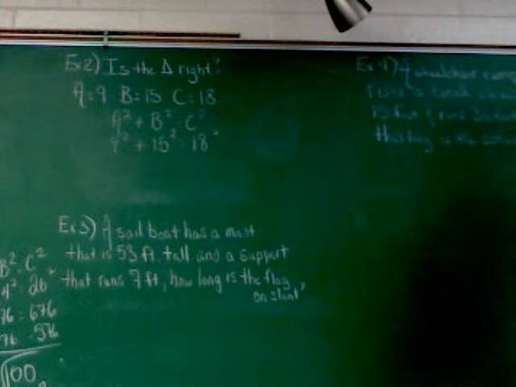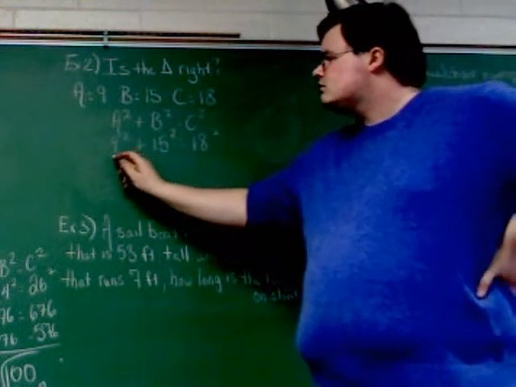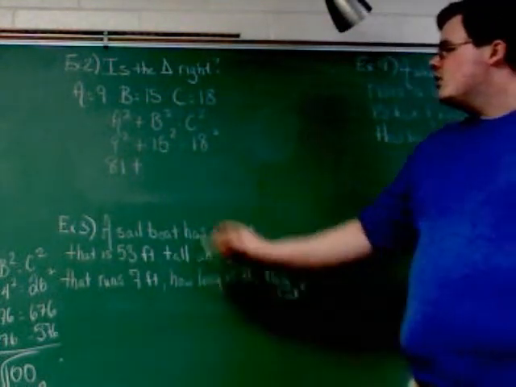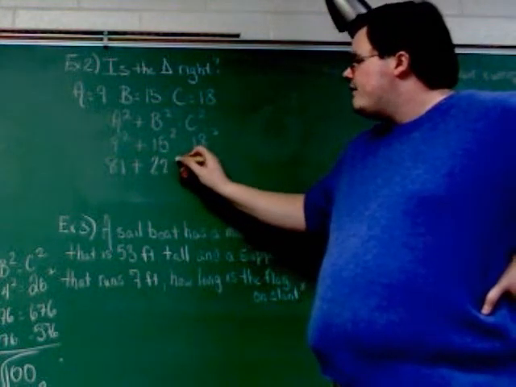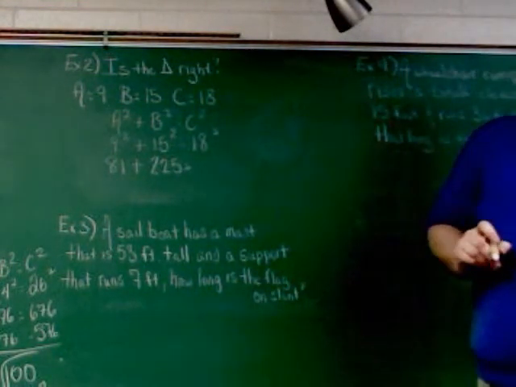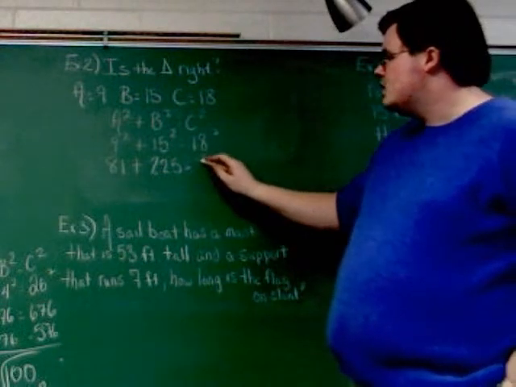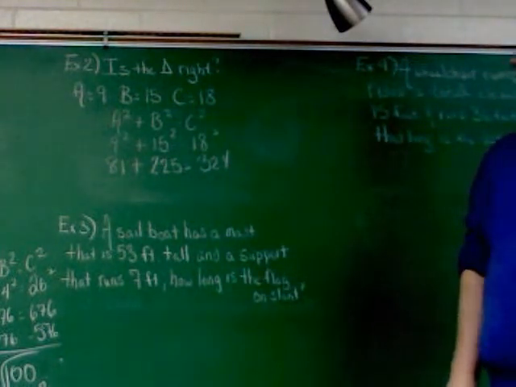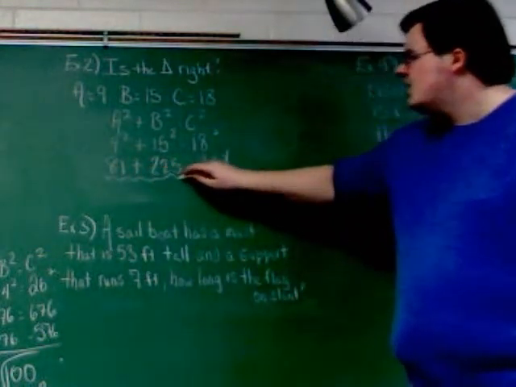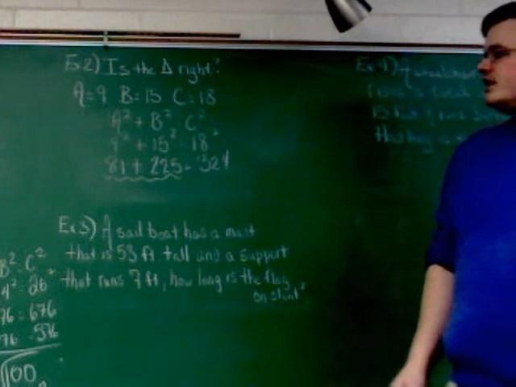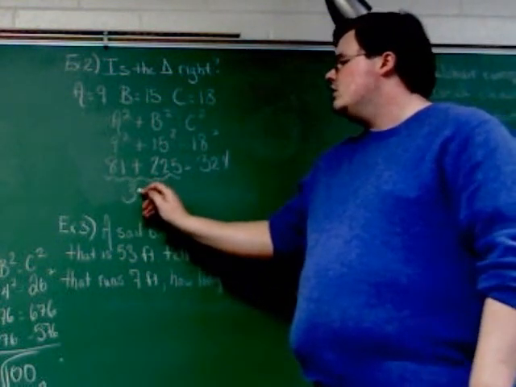All right, now 9 squared makes 81. 15 squared makes 225. 18 squared makes 324. Now, I'm going to simplify this left side because you can see there's just an addition sign there, so I'm just going to add those, nothing fancy, and that makes 306.